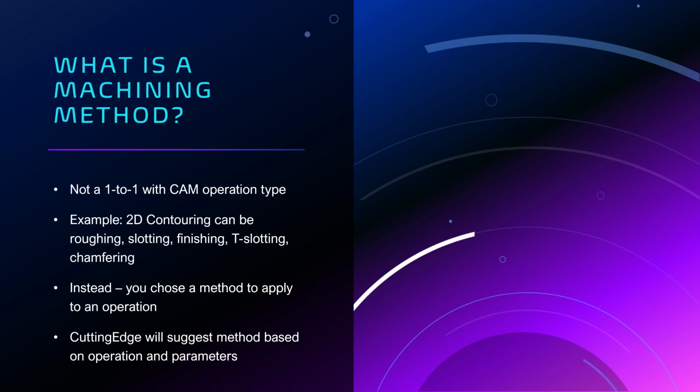Let me quickly explain what I mean by a machining method. It is not a one-to-one with the CAM operation type, because if you think about it, let's take 2D contouring as an example. That can be used for a wide range of different operations, and you wouldn't want to use the same feeds and speeds for any 2D contouring operation, even though you're using the same tool material, part material, and tool diameter, for example. That's not good. So instead, you will apply a machining method on top of these factors. And CuttingEdge will actually suggest a method based on the operation and the parameters that it can see.